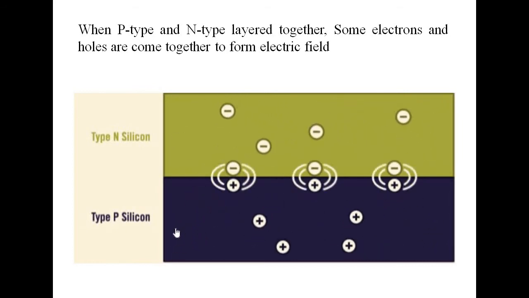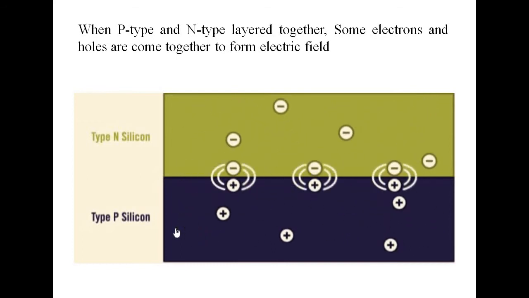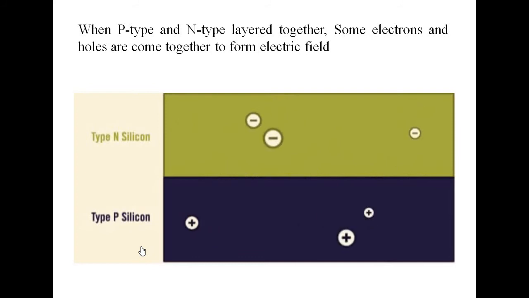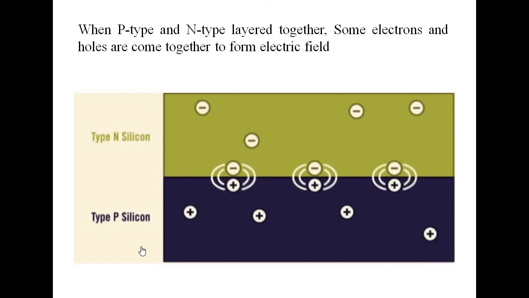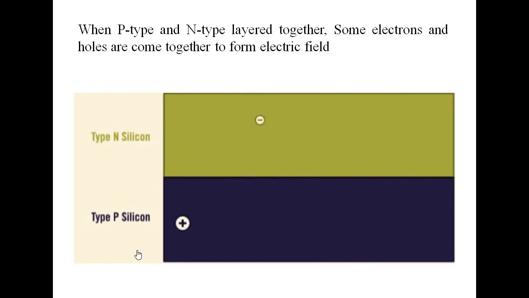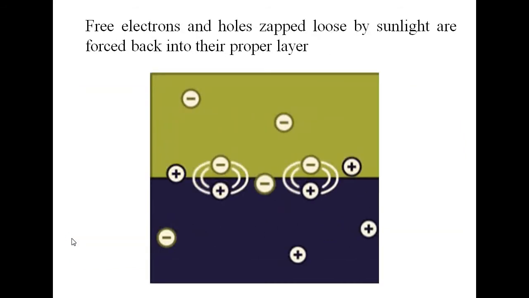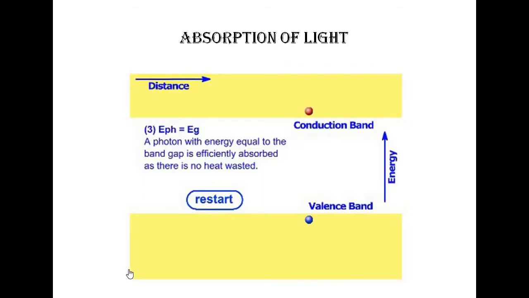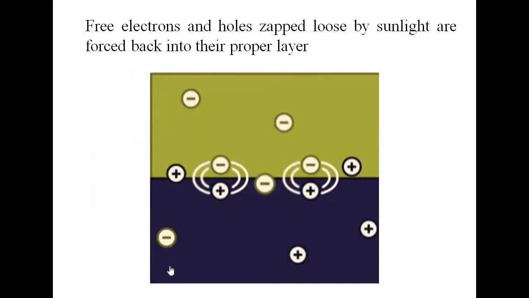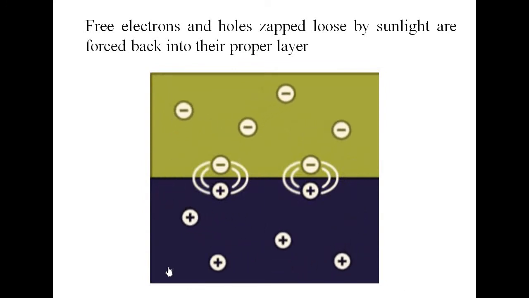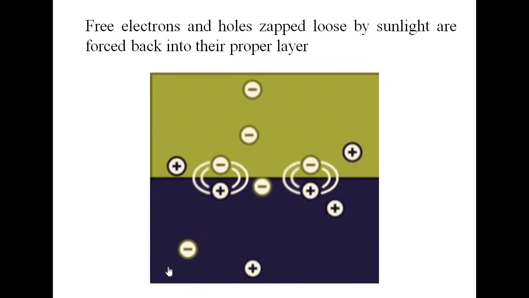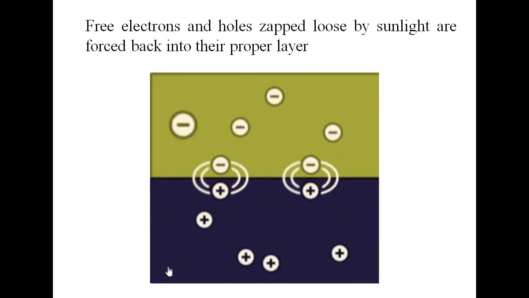When p-type and n-type silicon are layered together, some of the electrons and holes come together, forming an electric field. The electric field repels the free holes and electrons and keeps them from moving between the layers. Free electrons and holes zapped loose by sunlight are forced back into their proper layer.